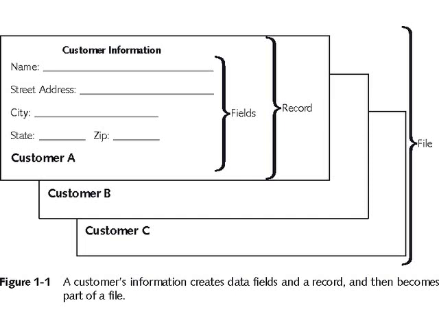We know the file is a logical name. What about the physical name for file? Can you think of a name? A file is a table. Record is a row. Field is a column.